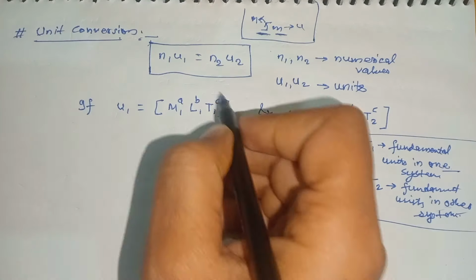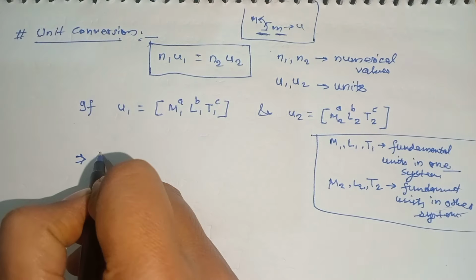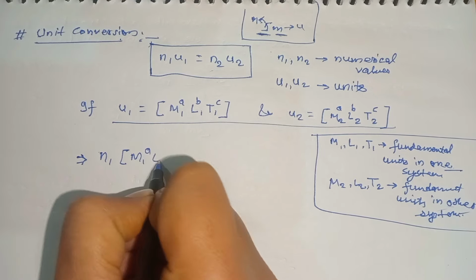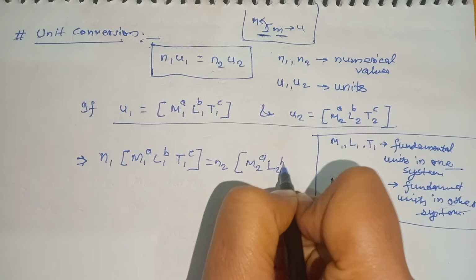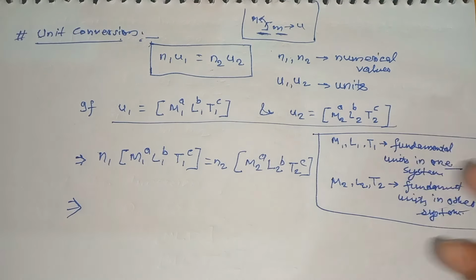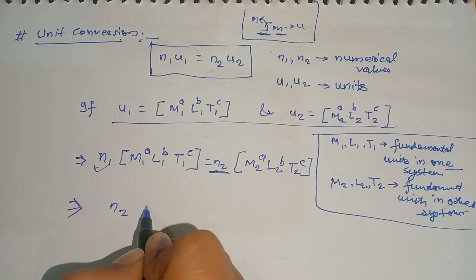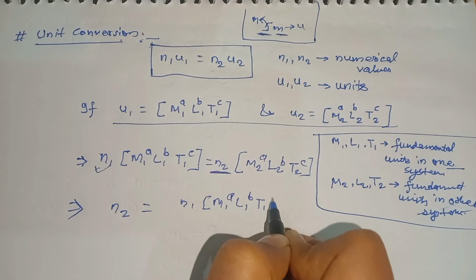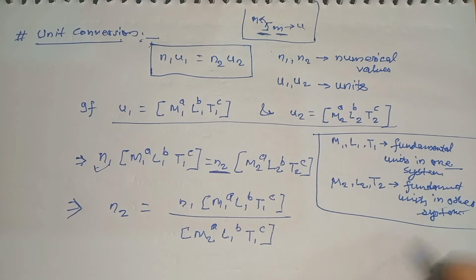Now according to this formula, we have to convert, meaning finding n1 and n2, so we write it this way. Putting these values in, we get n1 M1^a L1^b T1^c equals n2 M2^a L2^b T2^c. We have to convert one system into another system, so if this is known, then we can find this numerical value easily, and it will be n1 M1^a L1^b T1^c divided by M2^a L2^b T2^c.